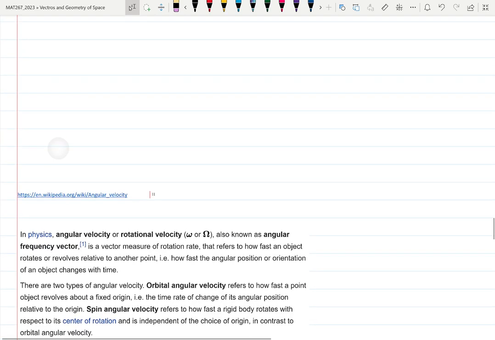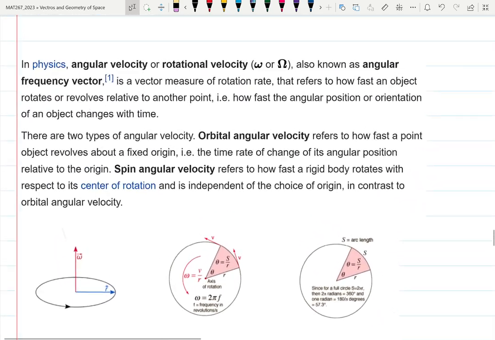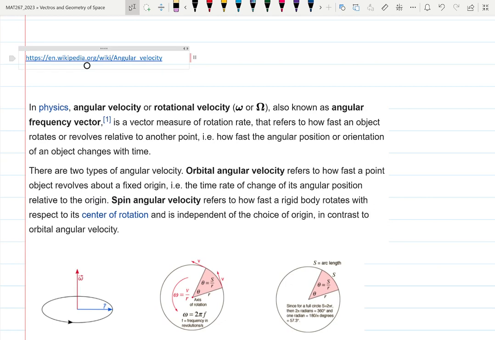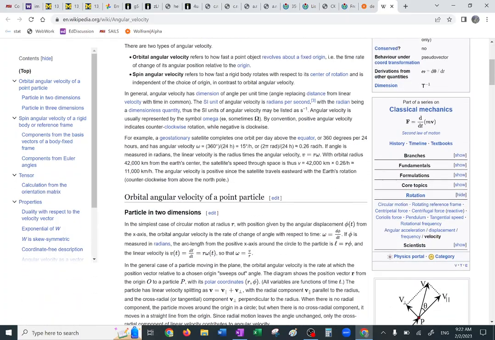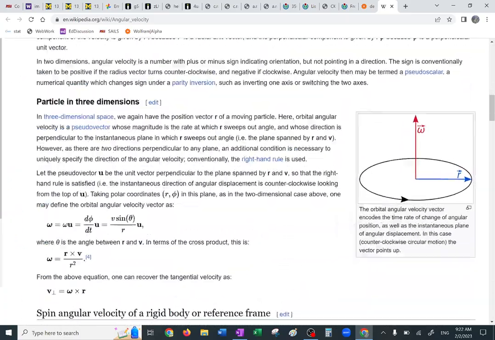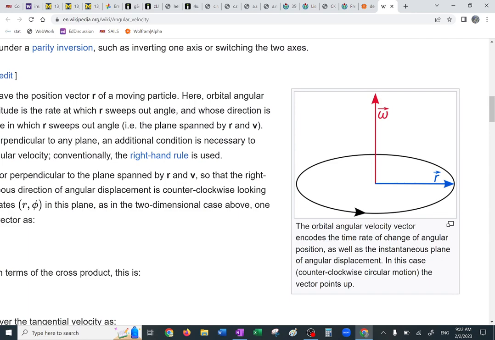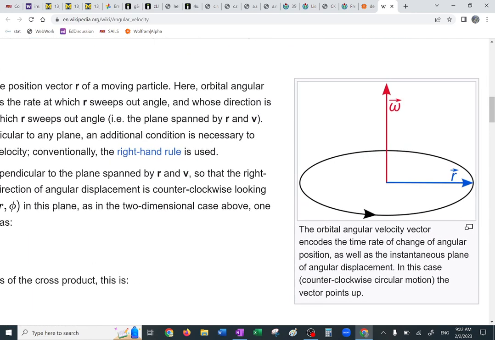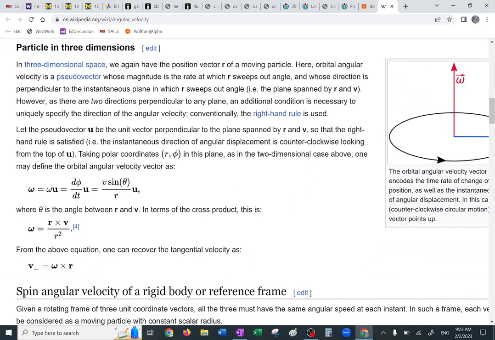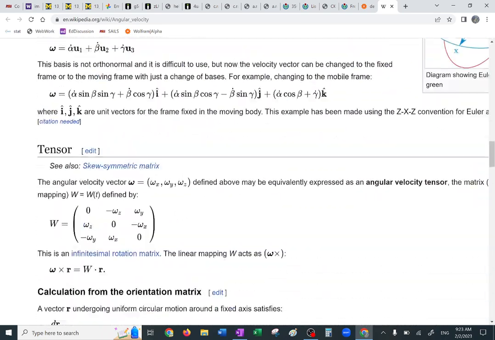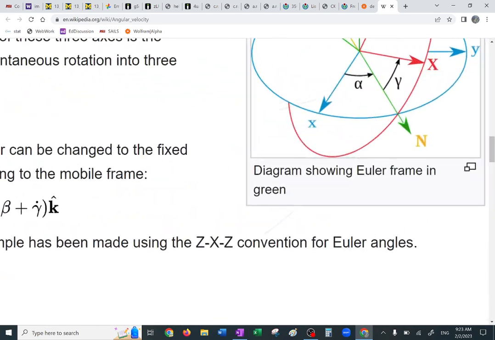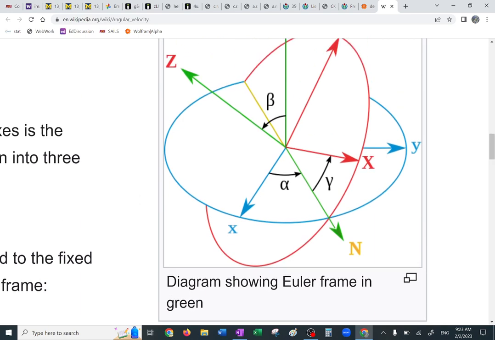Some interesting information you don't have to write down. Did you finish writing? Yeah. You don't have to write this down. Let me show you this. Angular velocity. In general, angular velocity is a pretty interesting thing. In physics, it looks like that. As you can see, cross product is involved. This is orbital angular velocity. Of course, space science or space exploration engineers will definitely like that. It uses lots of vectors and cross products. So let's just look through this. There was something also really cool. This one, check it out. So that's pretty cool. Diagram showing Euler frame in green. Look at that.